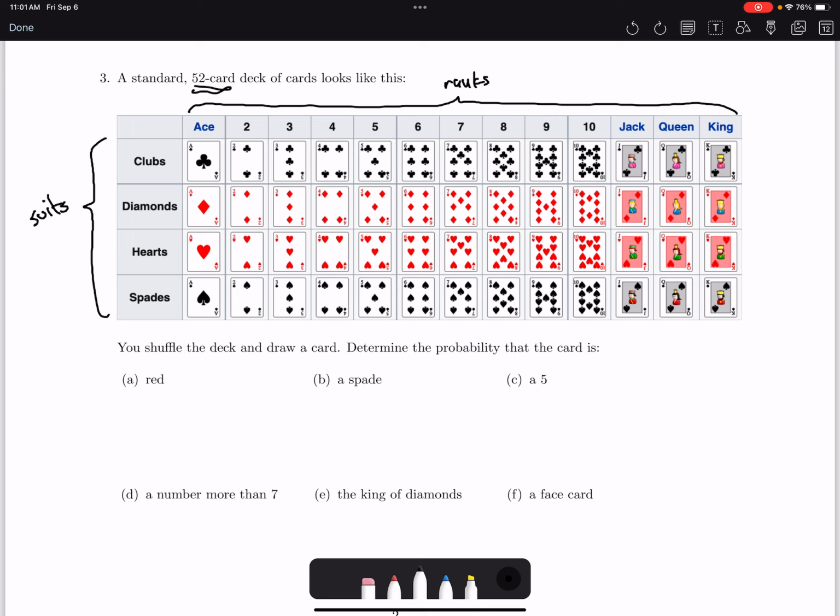Let's answer some probability questions. It says you shuffle the deck and draw a card. Determine the probability that the card is red. Probability of red. Well, we would need to count up the number of red cards. There are 13 diamonds and 13 hearts, and so that makes 26 red cards in total. So the probability of drawing a red card is 26 out of the 52 cards in the deck. That reduces to 1/2, or 50%.